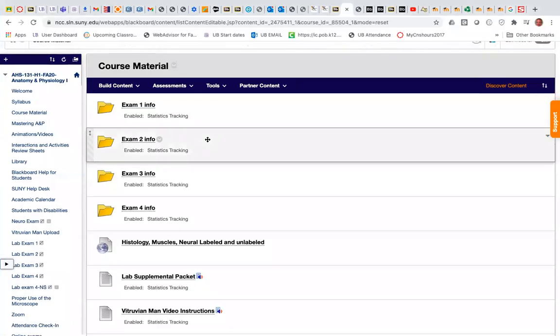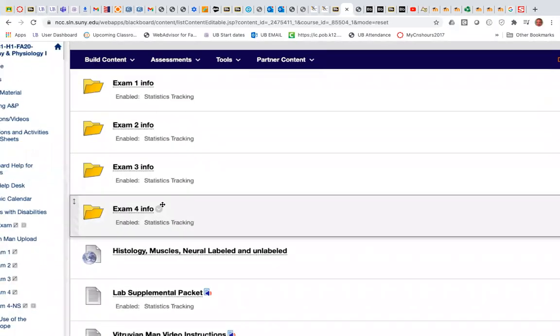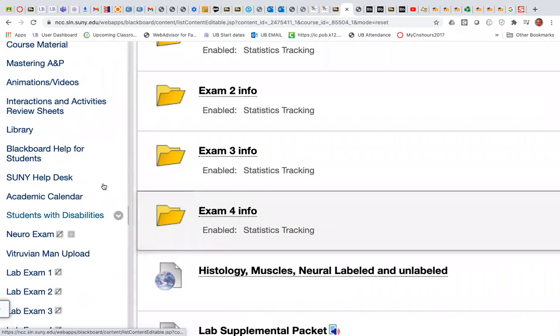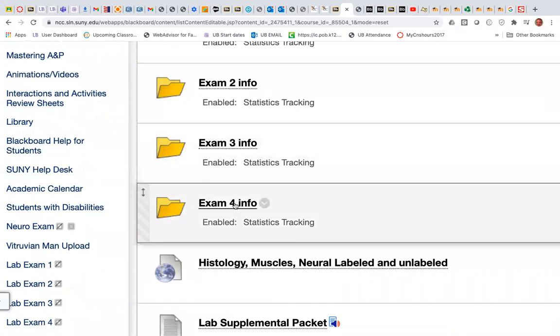All right, today we will be covering the nervous system. We'll start with the spinal cord. And when you get into your course materials, you'll click on the exam for information.